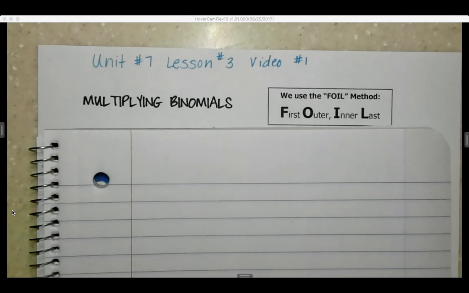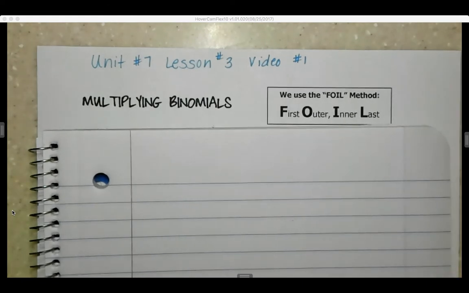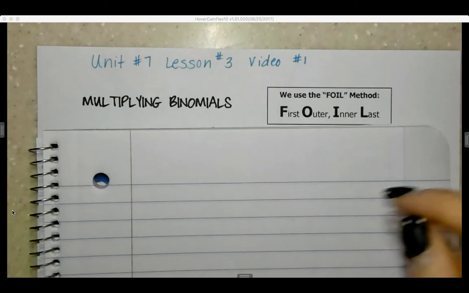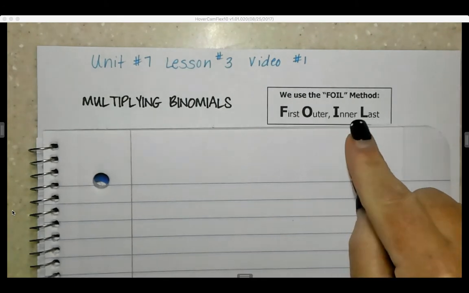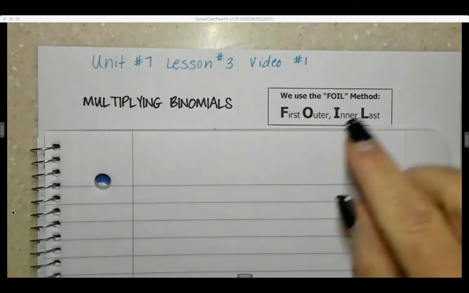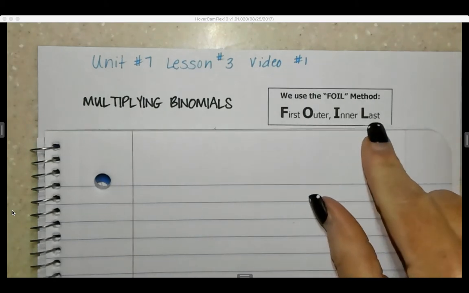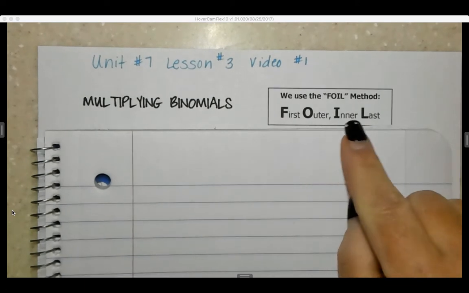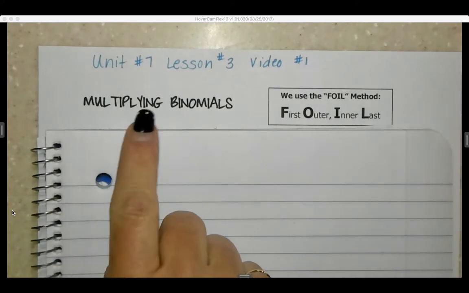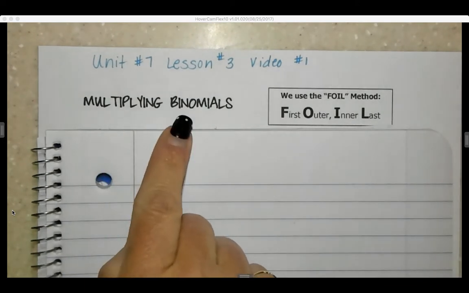I'm going to teach you something called FOIL method today. Maybe a few of you have already heard of it. I'm guessing most of you have not. FOIL, F-O-I-L. FOIL method stands for first, outer, inner, last. And that is the order in which you are going to be multiplying binomials. You'll see what I mean here in a minute.